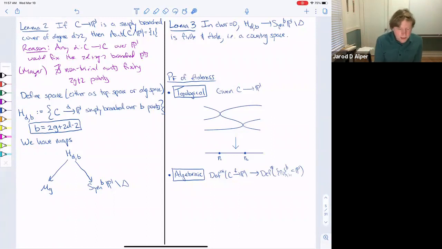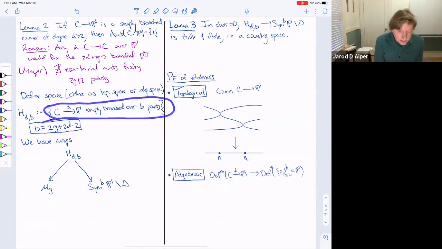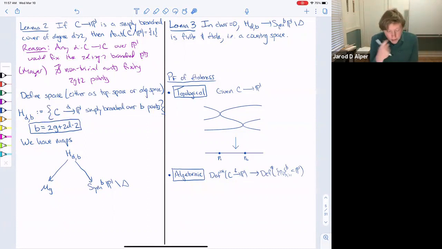But it does allow us to define, so I'm going to look now at the moduli space of all simply branched covers. I define that as H_{d,b}. So little d is the degree, little b is the number of branch points, and there's a relationship between b, the genus, and the degree. And so we can define this either as a topological space, or because there are no automorphisms, as an algebraic space.